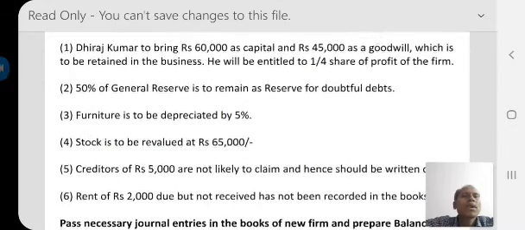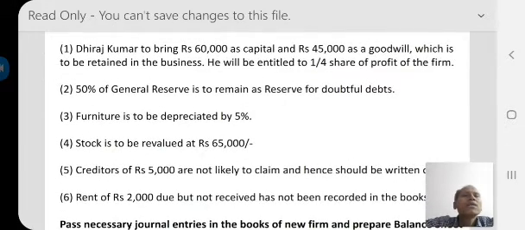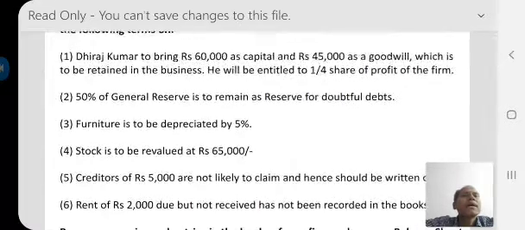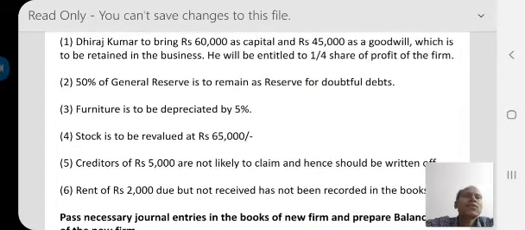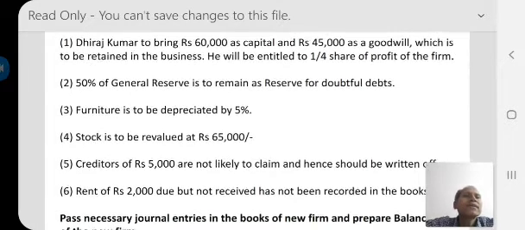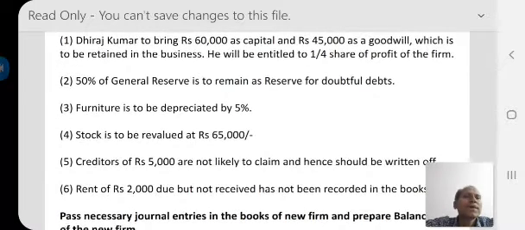The terms are: 1. Dheeraj Kumar is to bring rupees 60,000 as capital and rupees 45,000 as goodwill, which is to be retained in the business. Capital generally is retained in the business and used for business purposes. And the goodwill is also to be retained in the business.